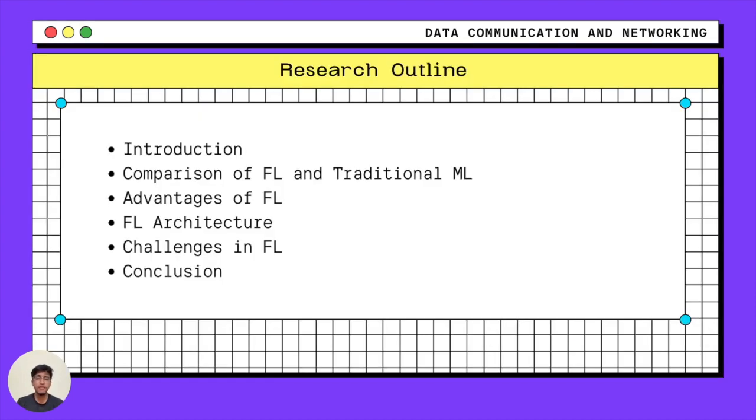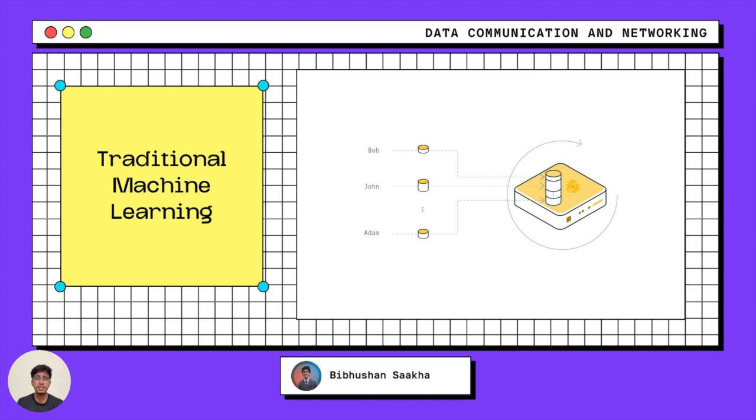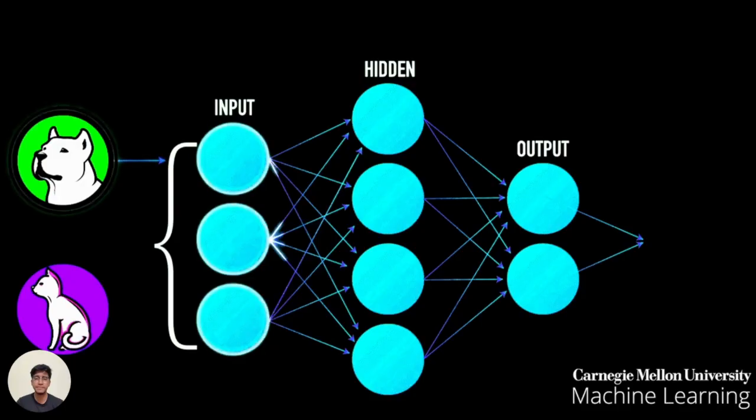Let's discuss how federated learning differs from traditional methods, its advantages, architecture, and the challenges that come with it. But first, a quick recap of the traditional method of machine learning. In traditional machine learning, we collect data from various sources and send it to a central server, where a machine learning algorithm processes and analyzes the data.